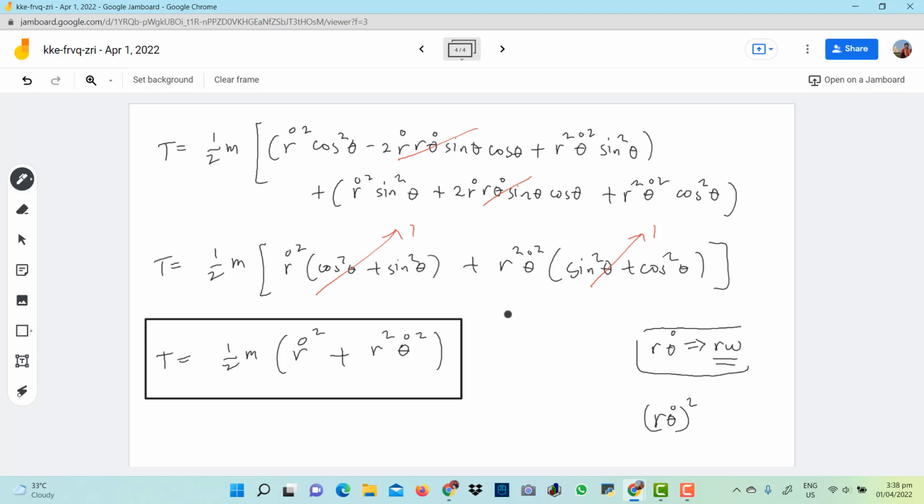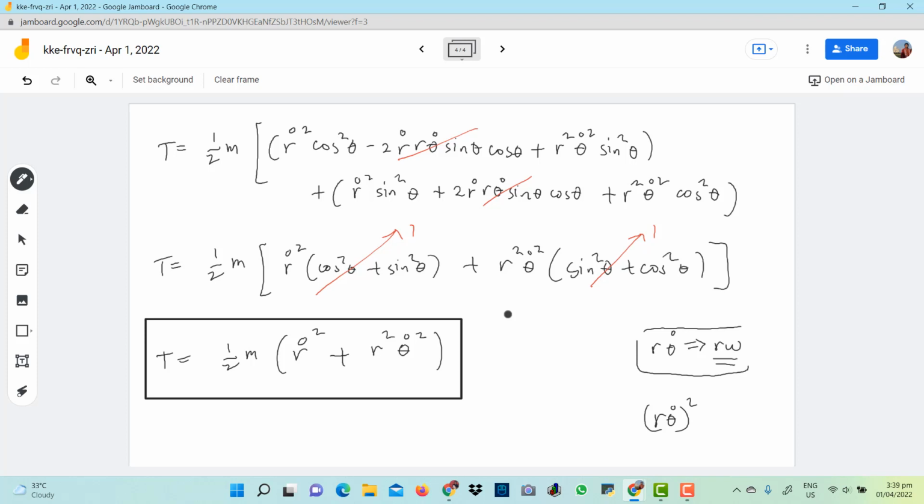If, as you can see, R is fixed, what will happen? There will be no linear kinetic energy, no? If R is fixed, the first term becomes zero. So only the rotational kinetic energy survives. If it is just circular motion, the first term disappears because R dot becomes zero when R is constant. When R is constant, R dot is zero.